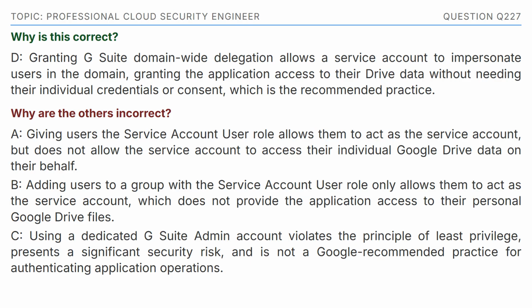Why are the others incorrect? A. Giving users the service account user role allows them to act as the service account, but does not allow the service account to access their individual Google Drive data on their behalf. B. Adding users to a group with the service account user role only allows them to act as the service account, which does not provide the application access to their personal Google Drive files. C. Using a dedicated G Suite admin account violates the principle of least privilege, presents a significant security risk, and is not a Google recommended practice for authenticating application operations.